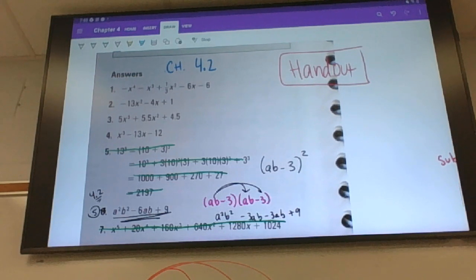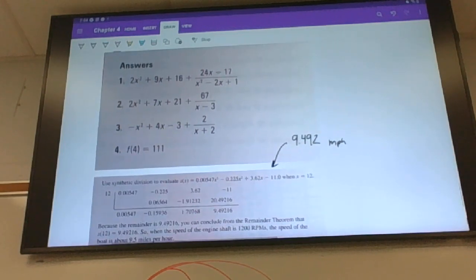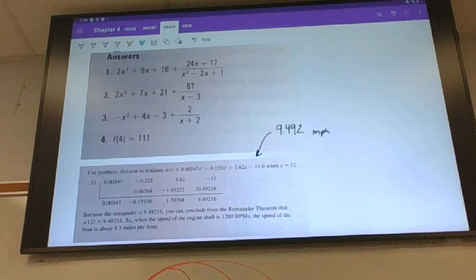Okay, so we'll go ahead and scroll down to the 4.3 answers. Does anybody have a question about these answers from the 4.2 section? And here's the answers from the bottom part: the long division, the synthetic, and then the evaluate. You have to go long division.